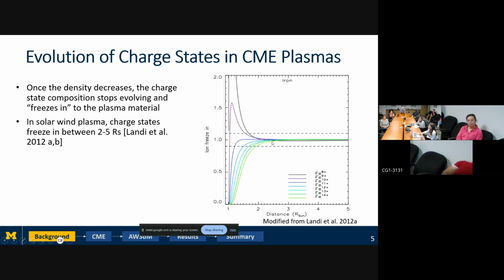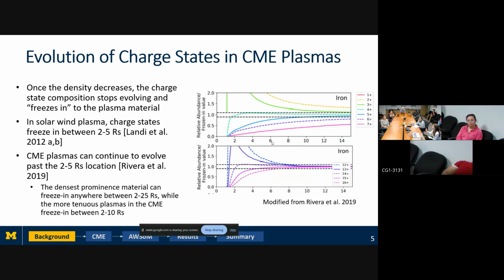That's great. But when we actually look at CME plasmas, they really can continue to evolve well past that 2 to 5 solar radii location. So this is from the Rivera et al. 2019 paper that also used the Michigan ionization code and followed multiple different plasma components in the CME. So we have the densest plasmas from our prominence, as well as other components of our prominence-corona transition region, PCTR, plasmas.